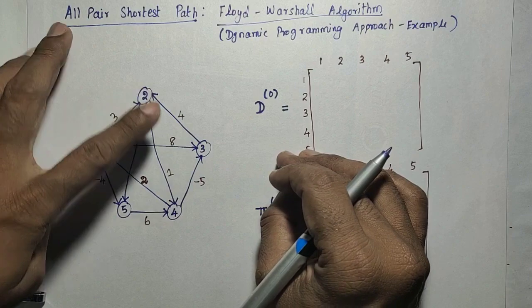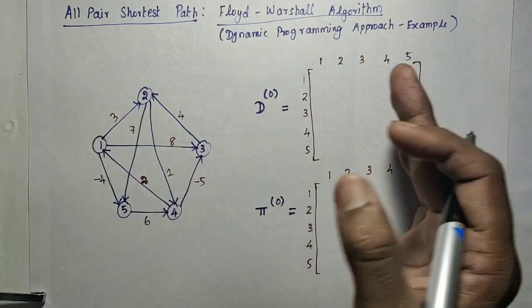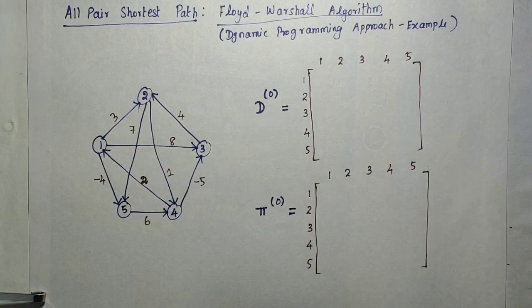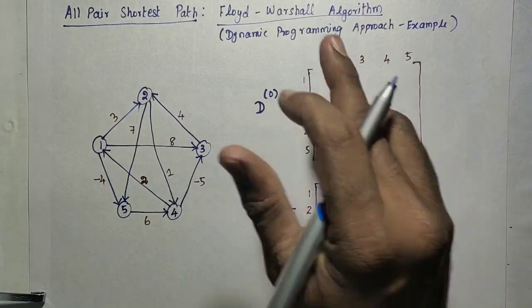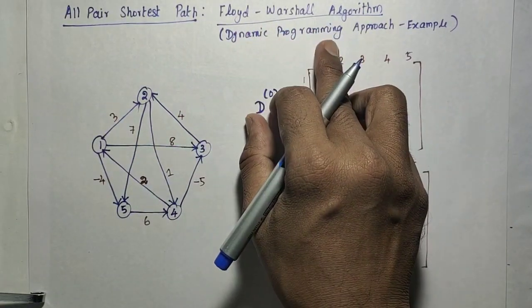For example, 2 to 4, what is the shortest path? 5 to 3, what is the shortest path? 3 to 1, what is the shortest path? Everything will be determined through this algorithm. The algorithm was invented by Floyd and Warshall, so the name is the Floyd-Warshall algorithm.